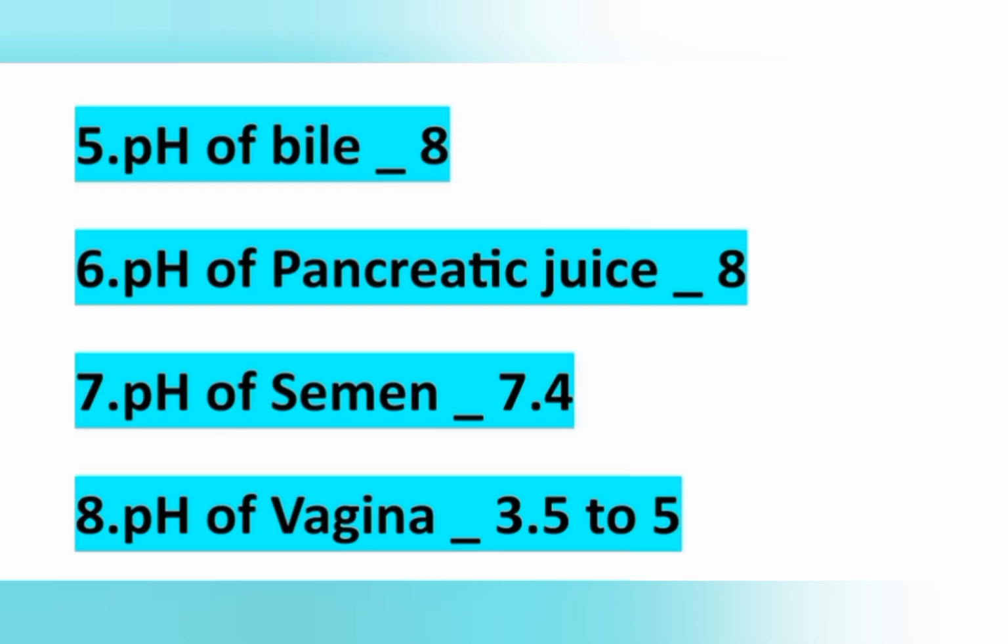And the next point, pH of bile is 8. pH of pancreatic juice is also 8. pH of semen is 7.4. And vaginal pH is 3.5 to 5.